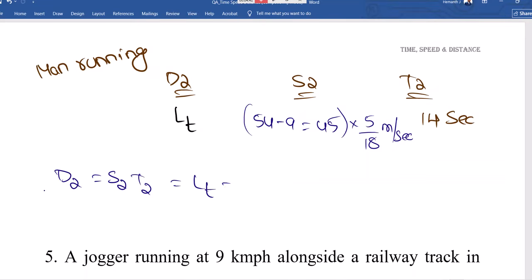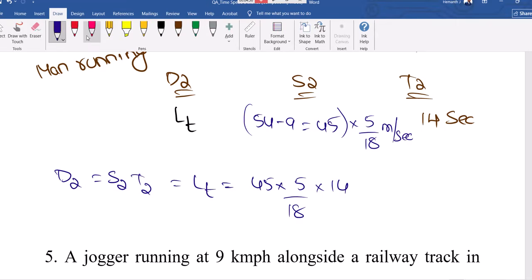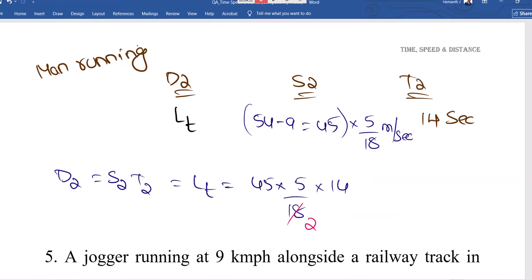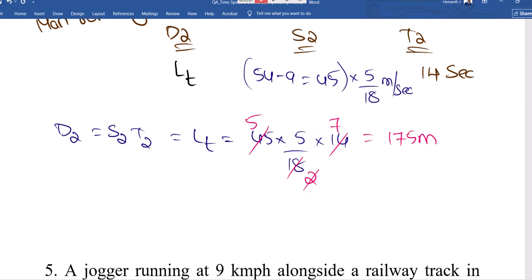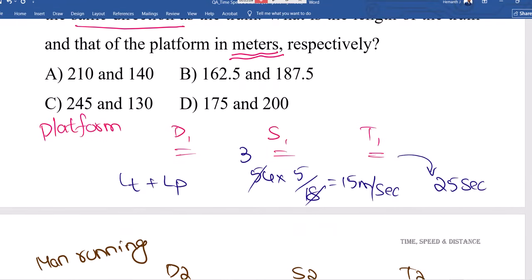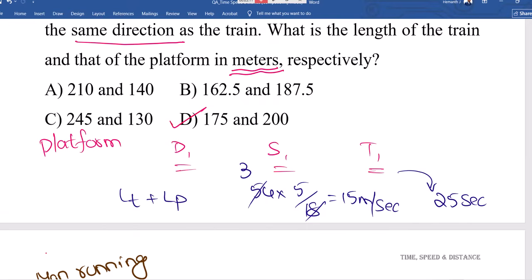D2 is length of the train. S2 is nothing but 45 into 5 by 18. Timing is 14. Now if you calculate, 9 2 times, 9 5 times, 2 7 times, 25 into 7, 175 meters. So distance is nothing but 175 meters. That's the length of the train. Length of the train is 175.